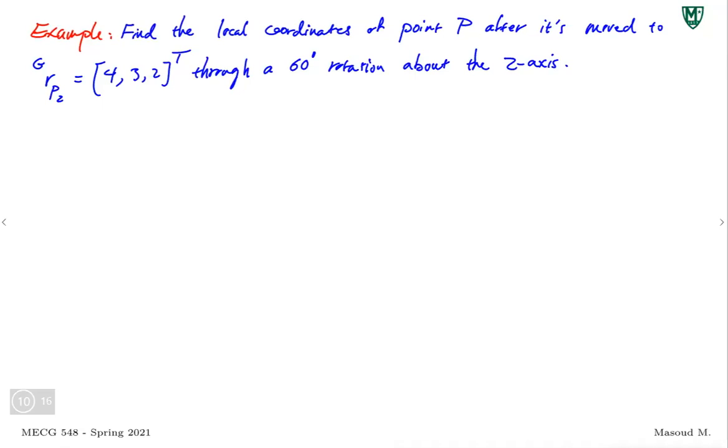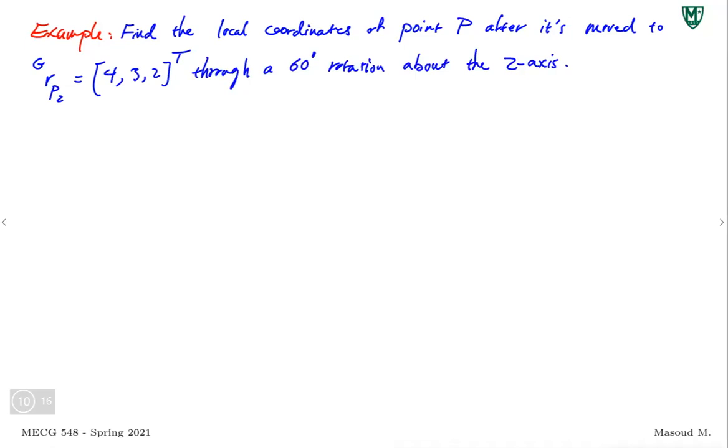So we know where it is at the end. We want to know where it was at the beginning. It's asking to find the local coordinates of point P at the beginning, but again, remember, it depends on how you define your coordinate system.